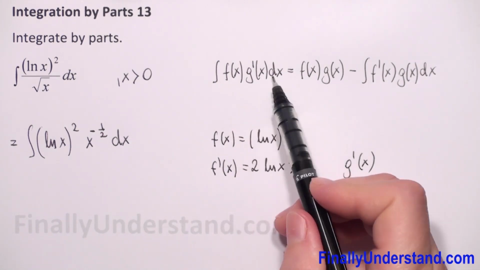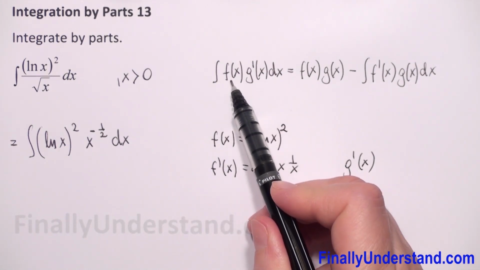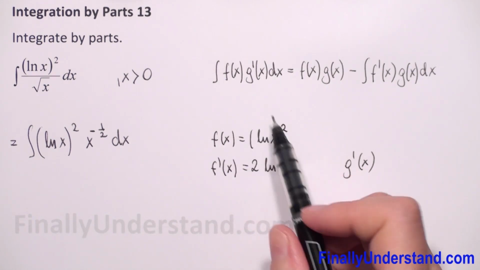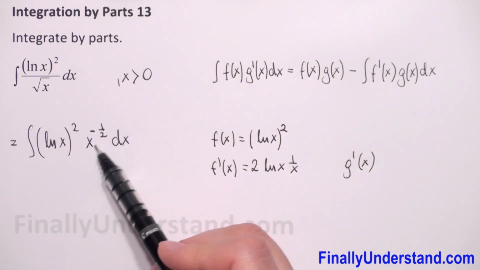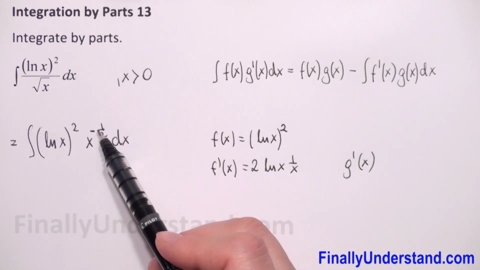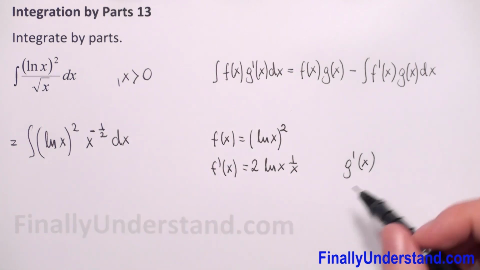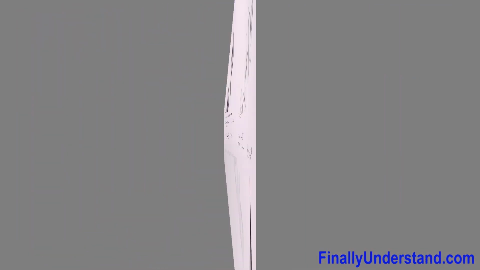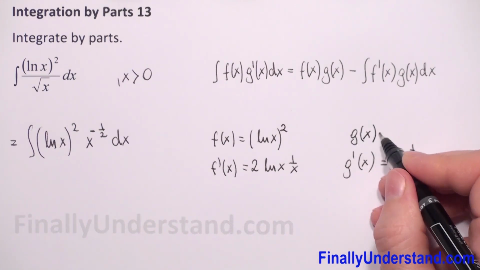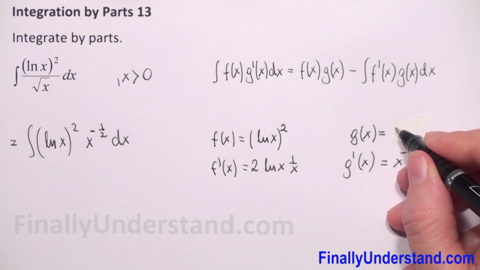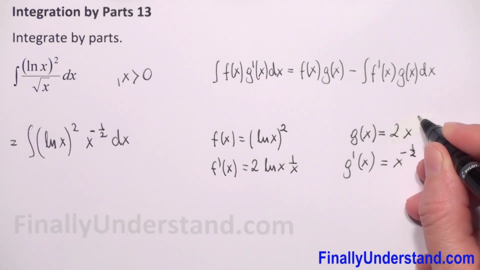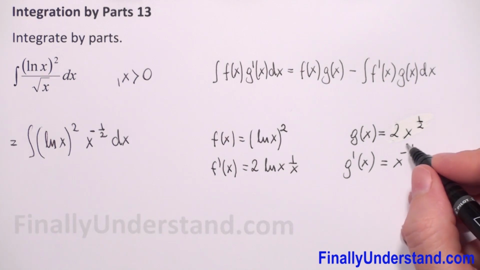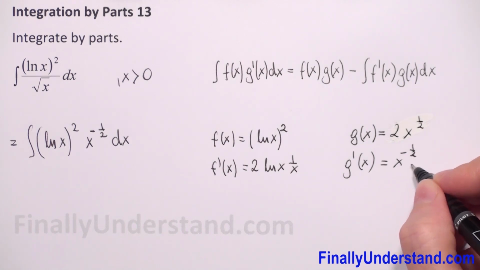Why? Because we have to use this formula. I put for f the square of natural logarithm of x, so what is left, in this example, we have x to the negative 1/2 power, must be equal to g prime. So our g is equal to 2x to the power 1/2. When you take the derivative of this function, we will get exactly the same expression.